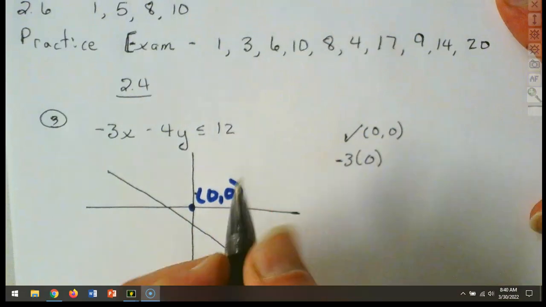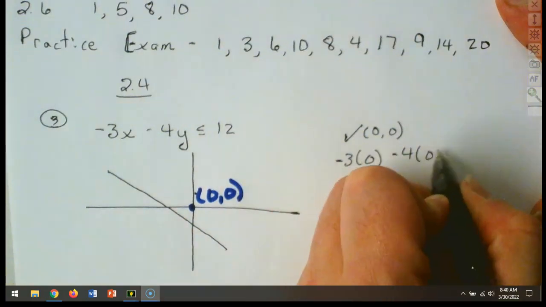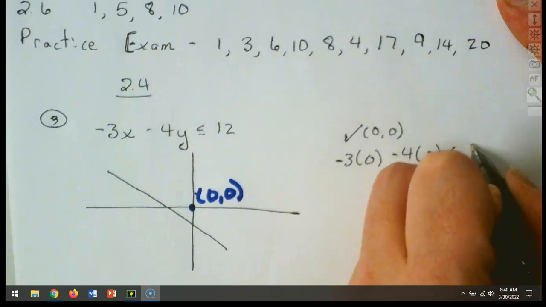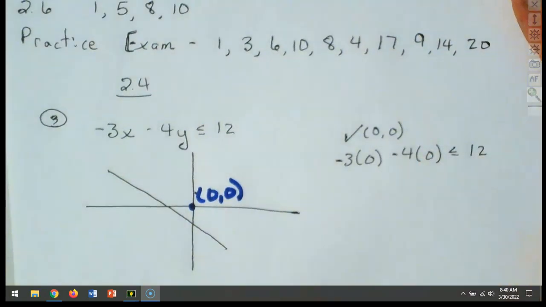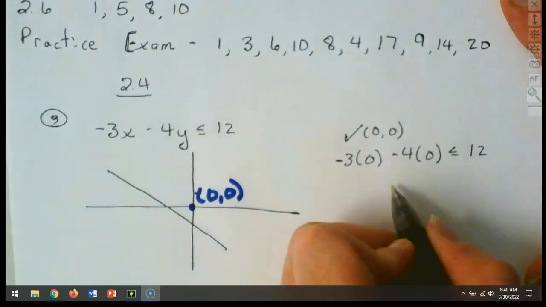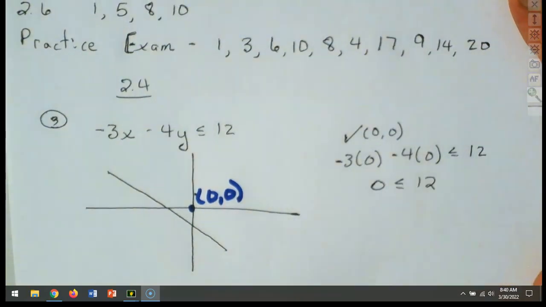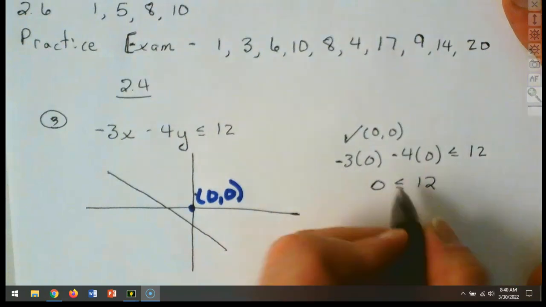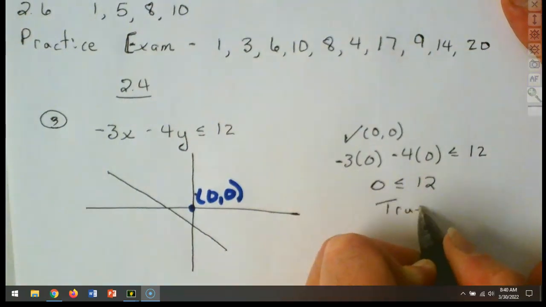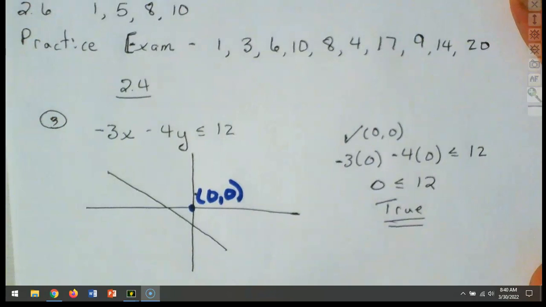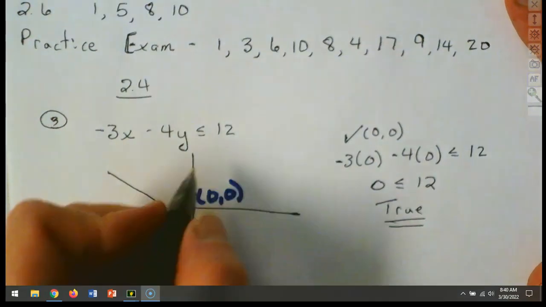And the good thing about 0, 0 is it's so easy to work with, especially when something's in kind of a standard form like this. And so the left-hand side comes out to be 0. And then is 0 smaller than 12? Yes, 0 clearly is smaller than 12. So that is clearly true. So that means this half is true.